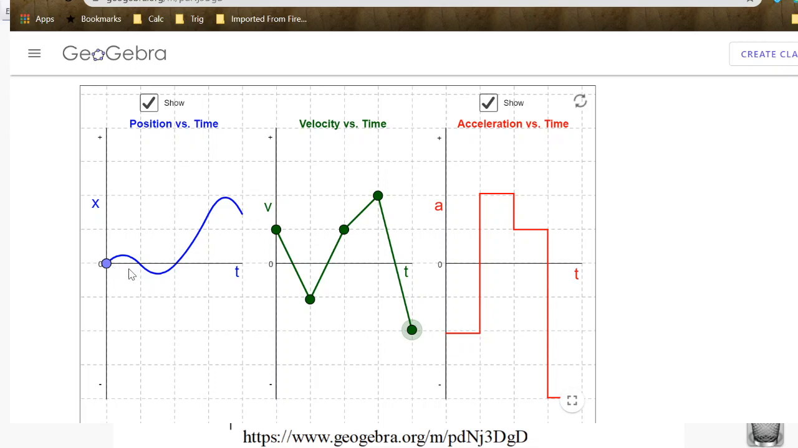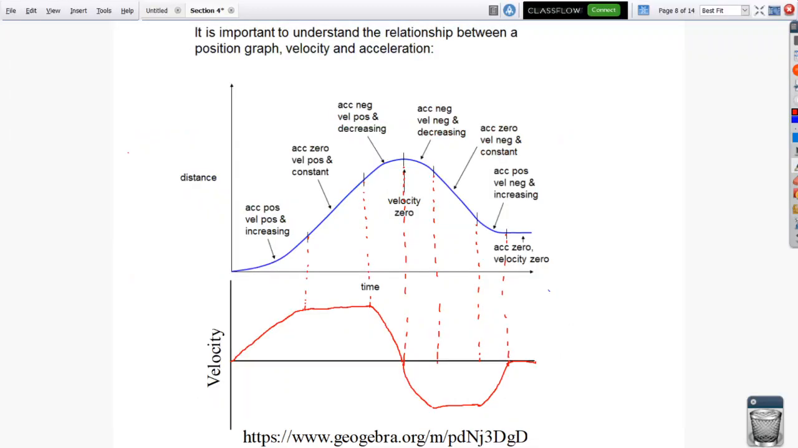You can actually take this value right here, and you can move your position graph up and down, and that does not change your velocity graph. Again, I'm going to put this link on the Schoology page so that you can play with it. I think really the only way to make that cool is to play around with it.